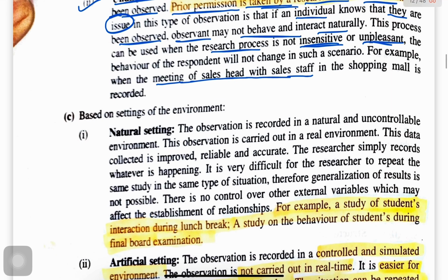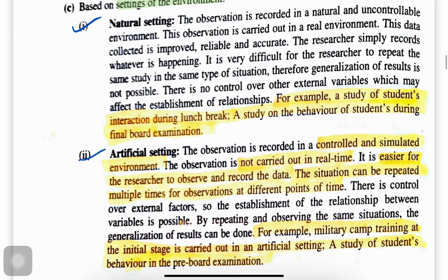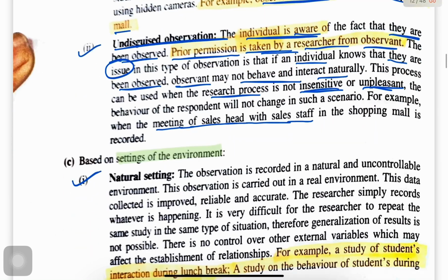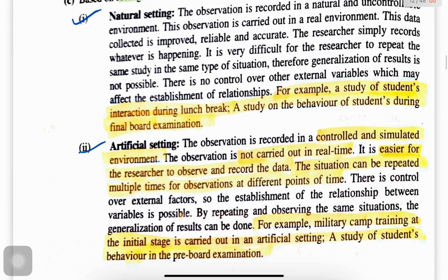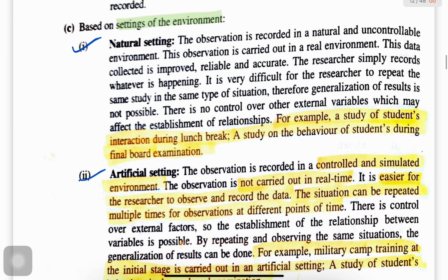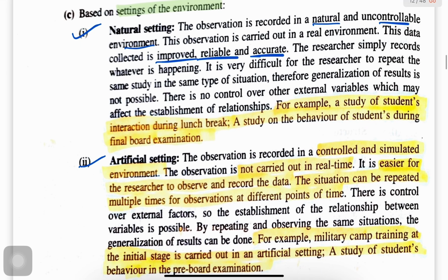Third is the setting of the environment. First is natural and artificial. It is more linked to the disguised and undisguised method. Natural is when the observation is recorded in a natural and uncontrolled environment. The data collected is more reliable and accurate. And it is very difficult for the researcher to repeat the same study in the same situation. Therefore, the generalization of results in such a scenario is not possible.